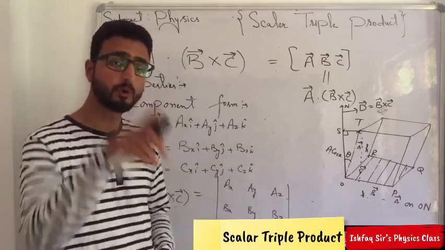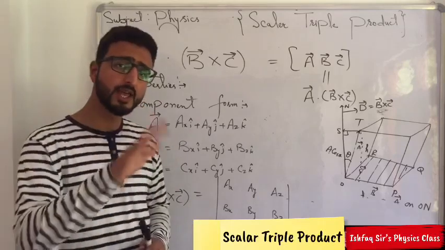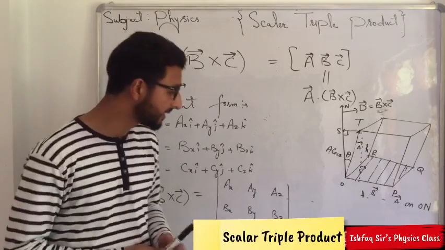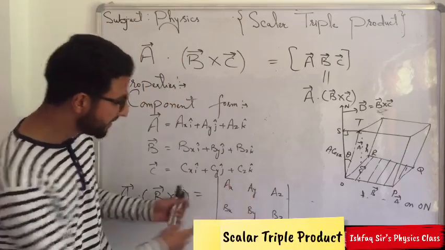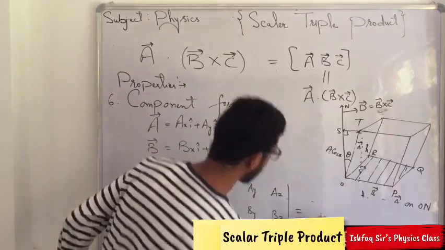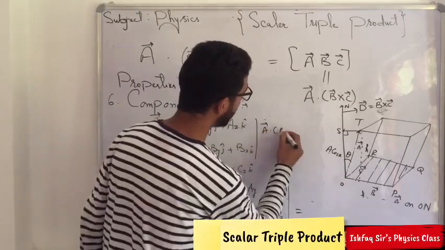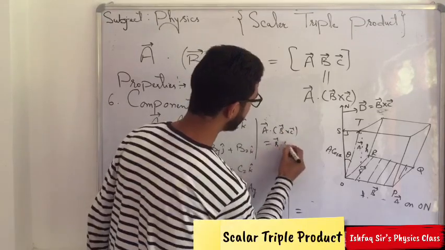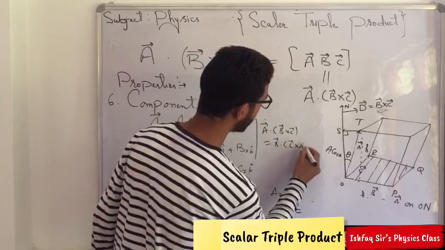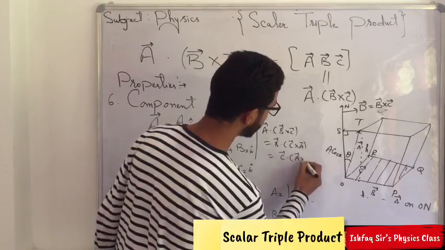Therefore, I told you the property earlier: the scalar triple product remains unchanged as long as its cyclic order remains unchanged. Why? You can verify this by this very determinant. This determinant is also equal to, if you remember what I just told you, A dot of B cross C, it is also equal to B dot of C cross A, that is also equal to C dot of A cross B.